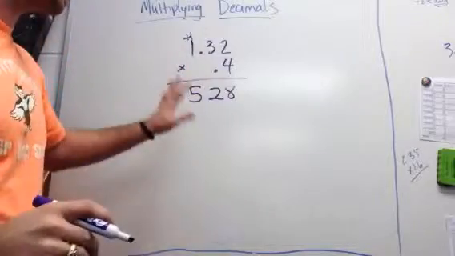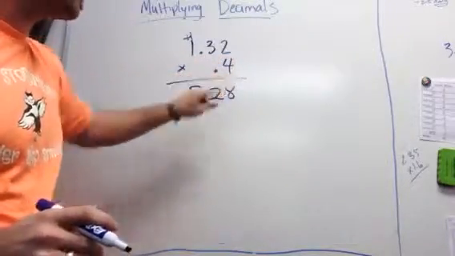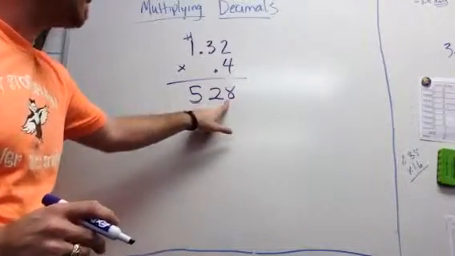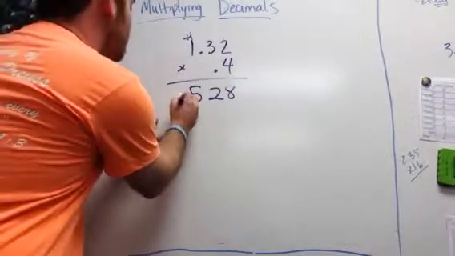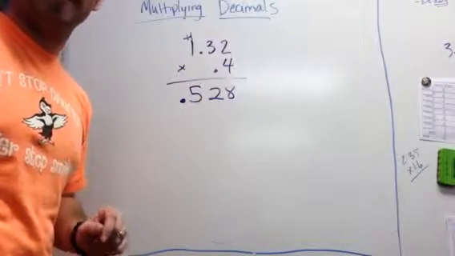Everything's been multiplied, so now I count my decimal spots. I have 1, 2, 3. So there's 3 decimal spots. So 1, 2, 3. My decimal point goes right in front of the 5, which would be 528 thousandths.